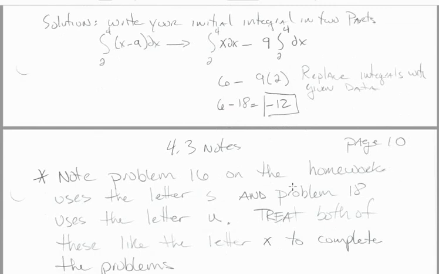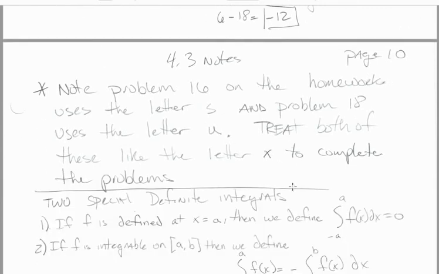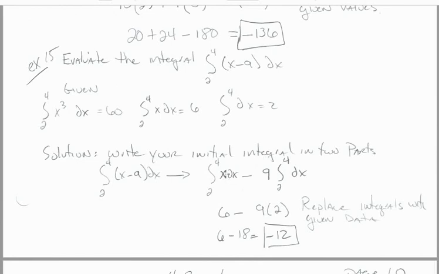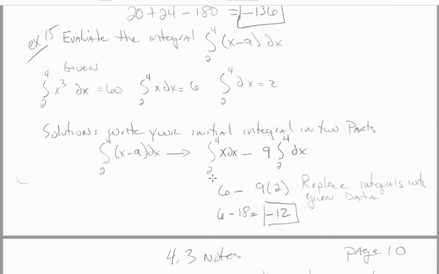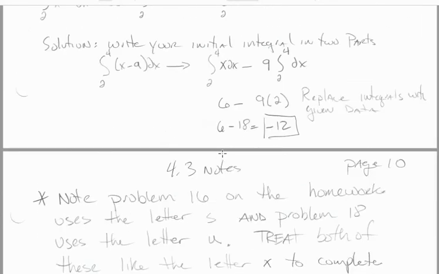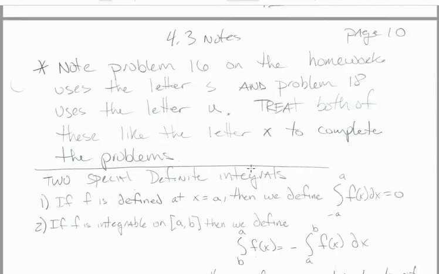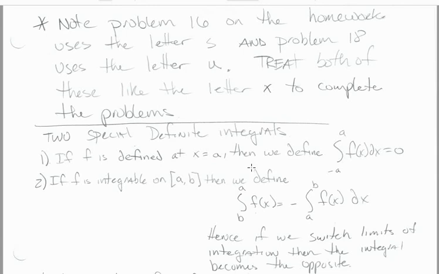Alright, we're going to go ahead and wrap this one up here. Just want you to make sure when you're doing the homework, problem 16 uses the letter S. You do the exact same thing we've been doing, and I think problem 18 uses the letter U. Just treat them as x. It really doesn't matter what variable we're using right there. It means the exact same thing. There was just a slight glitch. I think your givens are all in terms of x, and the integral was in terms of u. But just make that S an x and that u an x, and you'll have no problems on the homework. It's the same stuff we've been doing. There's just a slight glitch on the homework there.